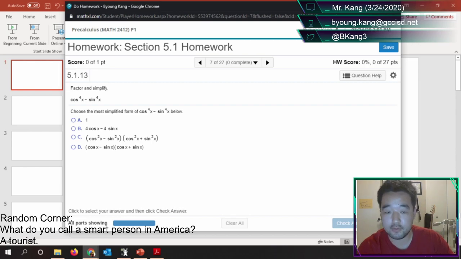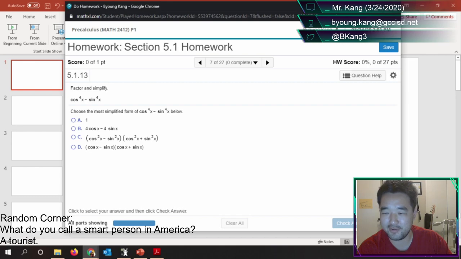Okay, so I didn't really get too many questions between this morning and now. The only one I did get was this one. This is question number 7 on 5-1. How do you simplify this one with cosine to the 4th minus sine to the 4th?